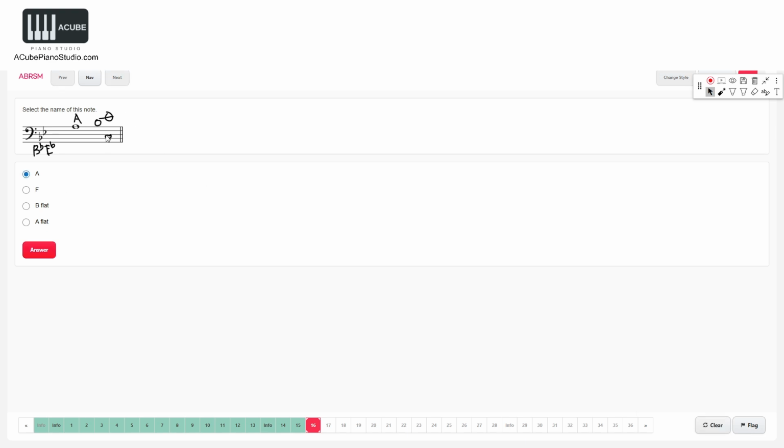Alternatively, you can count from this C all the way to here. Okay, so it is, let me erase these two first. This is C, then D, E, F, G, A. So this is A. Okay.